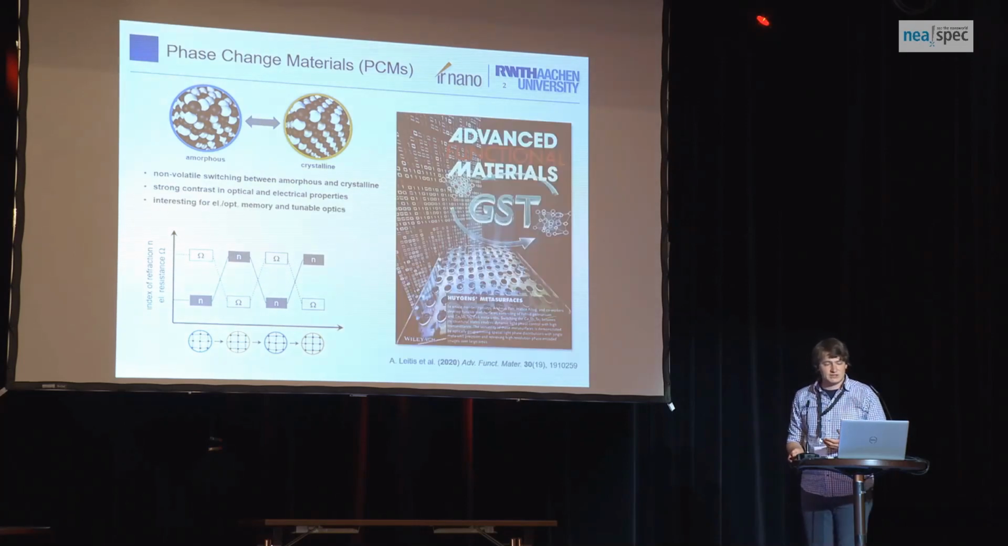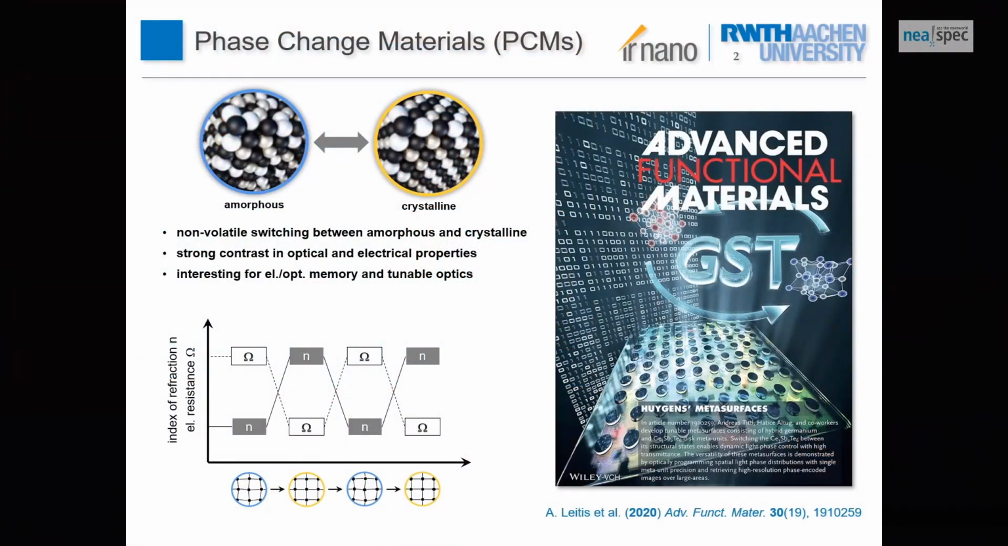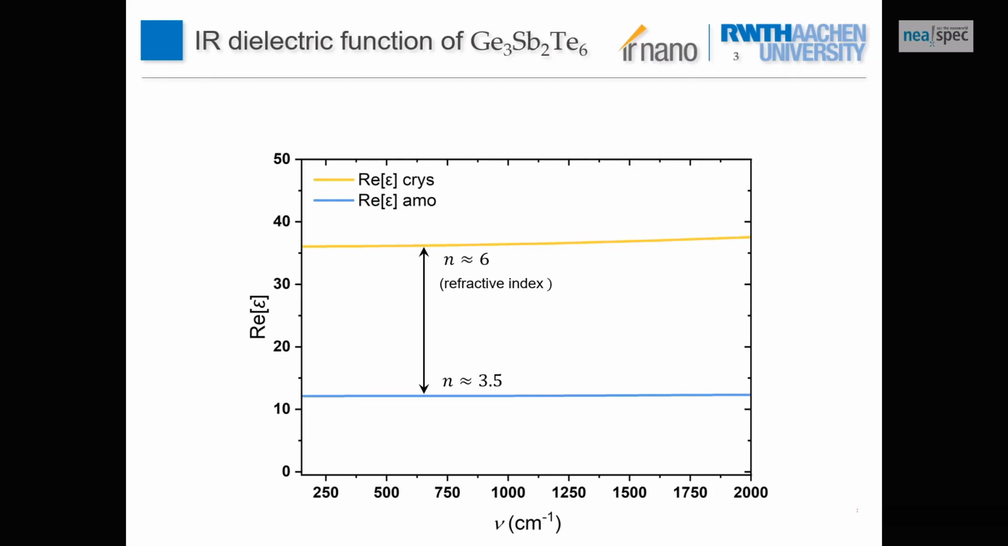And this gives us a lot of applications, for example, electrical and optical memory applications or tunable optics, especially non-volatile tunable optics, which is why there's a lot of work at the moment on metasurfaces. And why is this material so useful for that? That's based on the dielectric function. If we compare the real part here of the dielectric function in the amorphous phase, we have a relatively high index of refraction of 3.5, but if we go to the crystalline state, we crystallize it, this changes very strongly to a value of 6, so here in the infrared region.